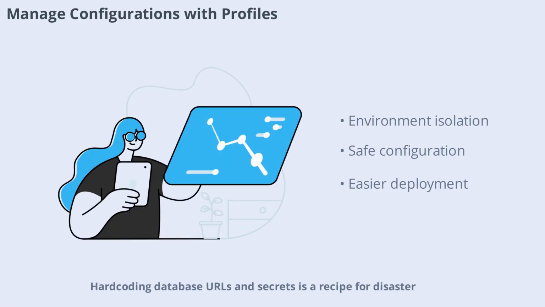Hardcoding database URLs and secrets is a recipe for disaster. Spring Boot profiles let you manage different configurations for development, testing, staging, and production environments. By using separate property files and activating the right profile, you keep your environments isolated and your secrets safe. This makes deploying and maintaining your application much smoother.